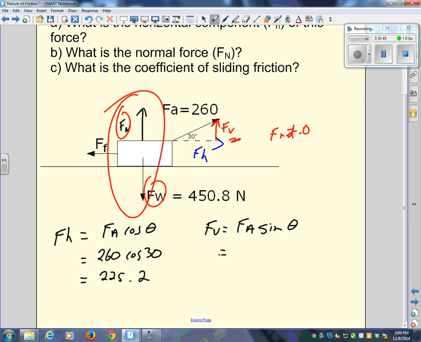Why is it sine though? Because sine is opposite over hypotenuse, and we know the hypotenuse here. So 260 sine 30. What's the memory trick again? Something like SOH CAH TOA. It works. 130.